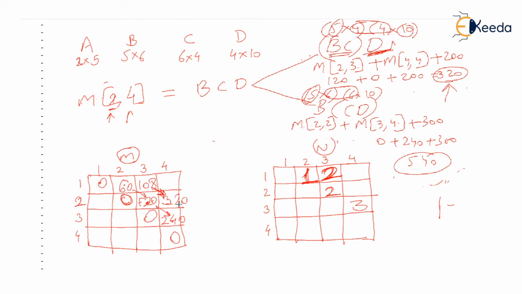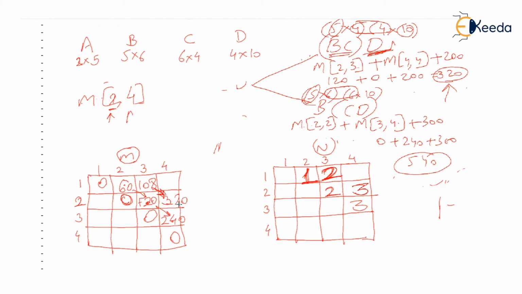And where did we find the cut? Now you see this BCD was done as BC multiplied by D. So the cut here was at the third matrix, isn't it? C was the third matrix. So I am filling N24, N24 as 3 because the cut was at the third matrix. I hope you are understanding. And now coming to our final answer.